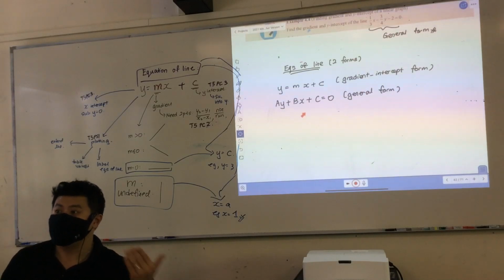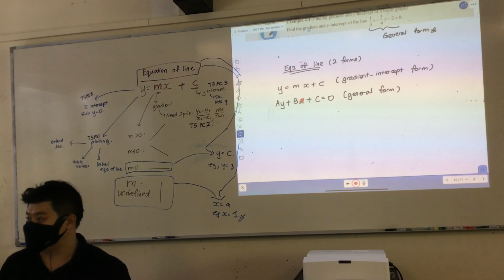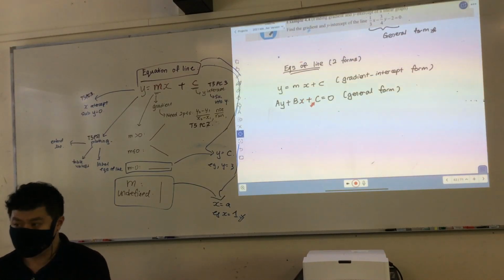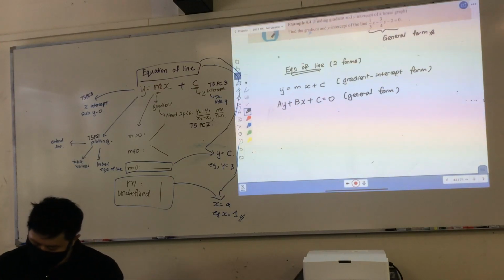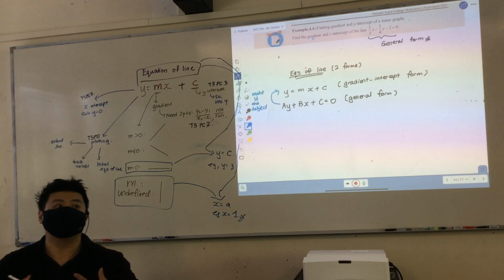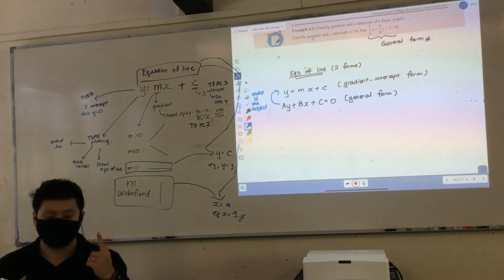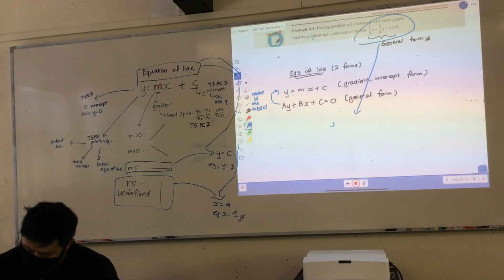But can we find them? Yes, by making y the subject, we can always find the gradient and intercept. So from here to here, what you need to do is make y the subject. That must be the underlying principle in you when you know what to do. This one, very simple: 1/3 x minus 3/4 y minus 2 equals 0.